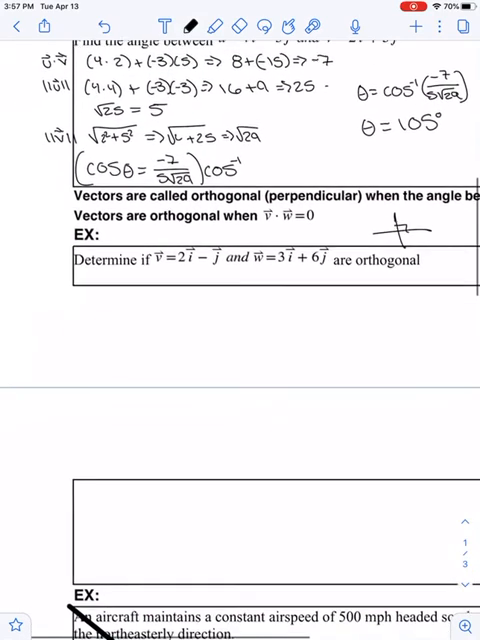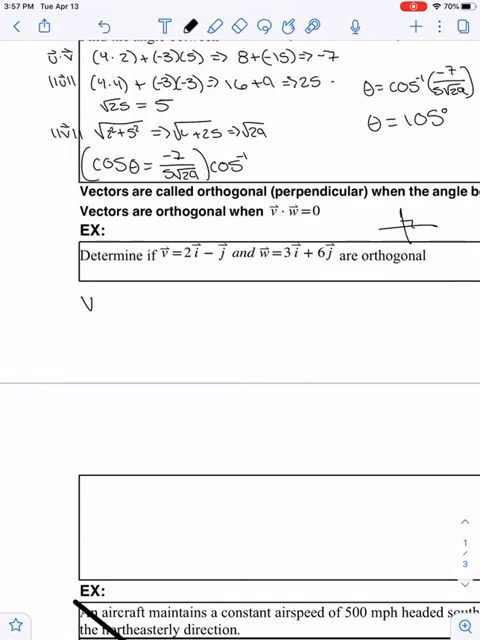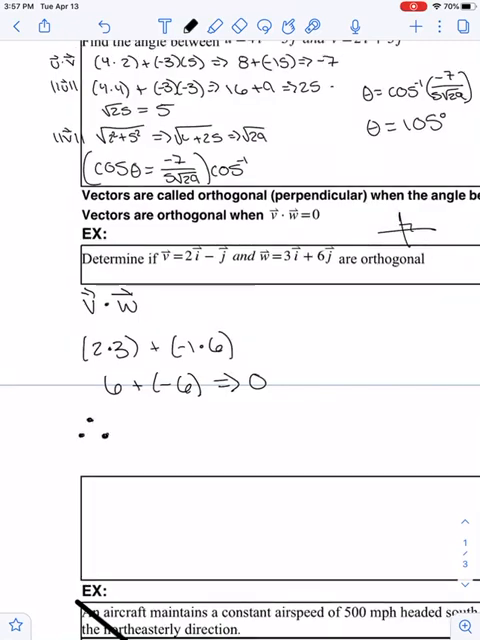So we just need to do the dot product. So we're going to do v times w, and we're just going to apply the formula. So 2 times 3 plus negative 1 times 6. So that's 6 plus negative 6, which equals 0. So since it did equal 0, therefore, which you can write using these 3 dots, v and w are orthogonal.